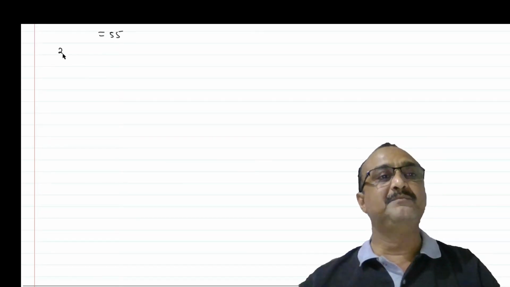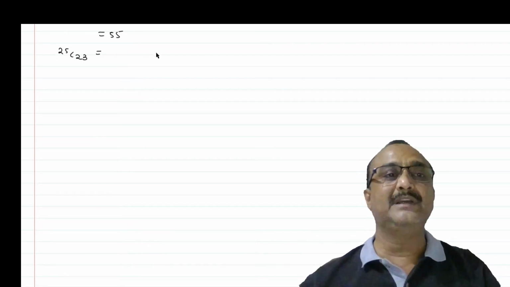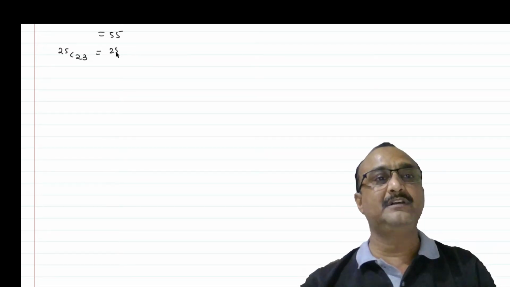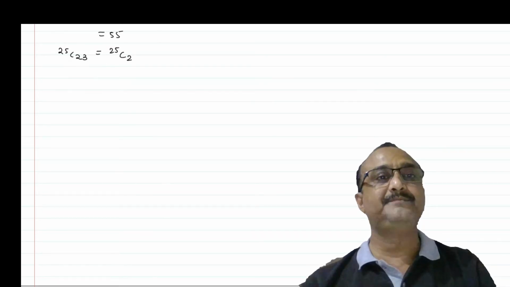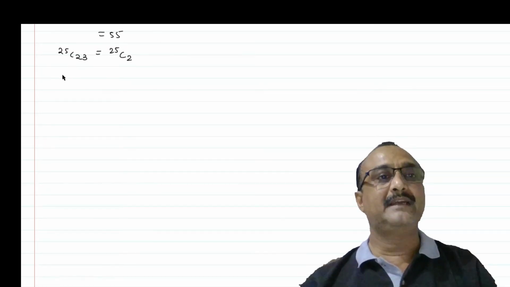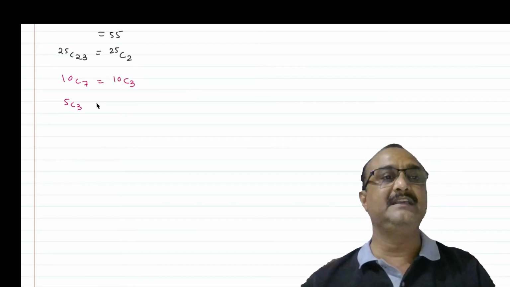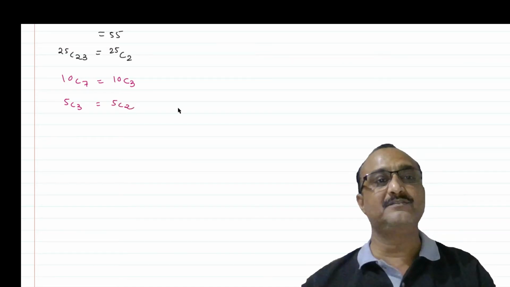For example, 25C23 is given. It is impossible to calculate by using the normal method or using a calculator. But here, if we use our shortcut, we get 25C23 equal to 25C2. Similarly, 10C7 can be written as 10C3. Okay, 5C3 is always equal to 5C2.